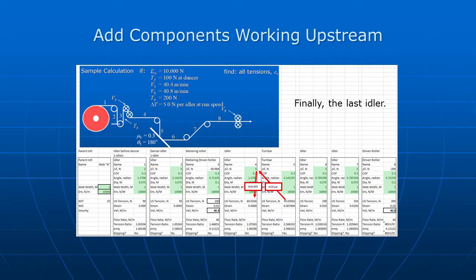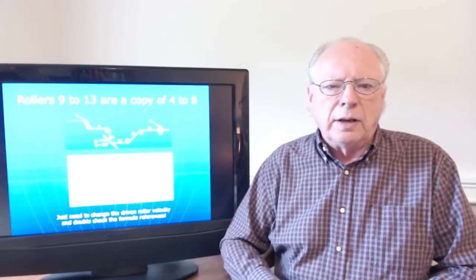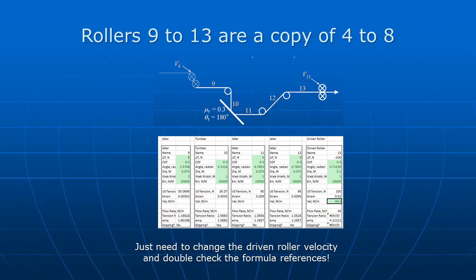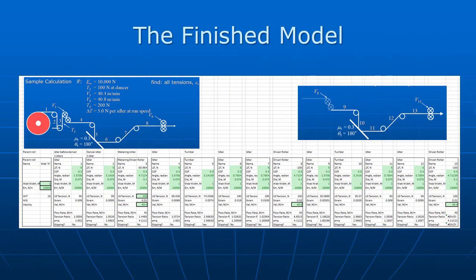So we have completed this phase of the model. I do have spans 9 to 13. They're a copy of 4 to 8, and so I literally just copied and moved them down into position. And you just need to make sure that you get the right velocities in and double check that all the formulas refer to the right places. And so what the finished model looks like then is this. And so for the 13 spans that we have in this model, we have a tension and strain calculation for all of them.